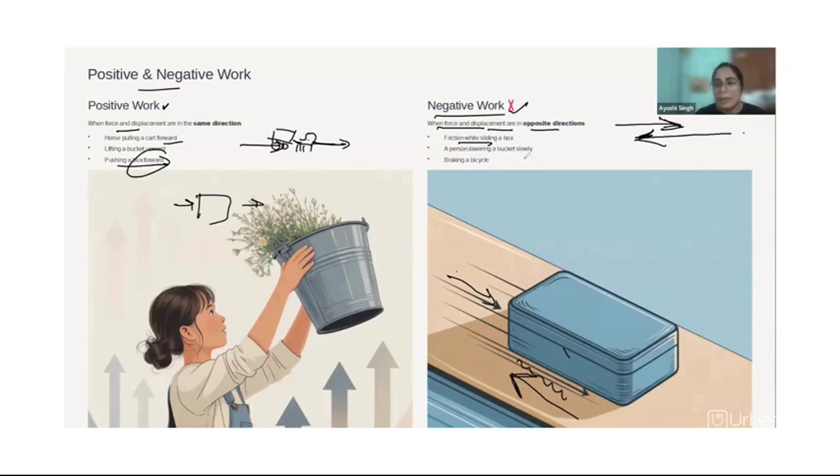A person lowering a bucket slowly. So that is also, you can say, an opposite force. And braking a cycle. So you are applying the brake, and the cycle stops. It stops at a certain point because of friction and also the brake as well. So that is a negative work. So remember that work can be positive or can be negative.